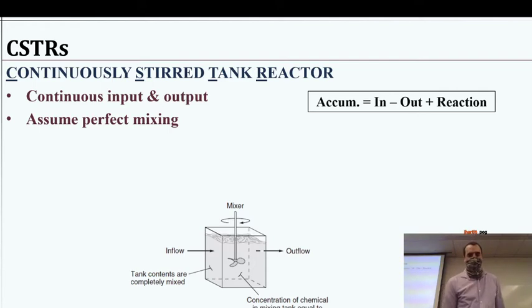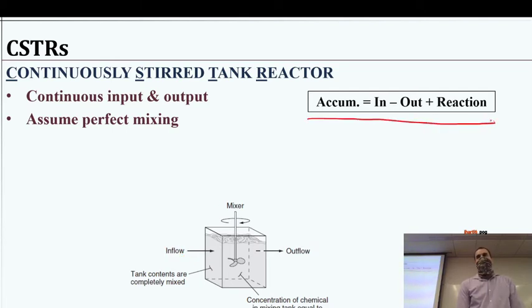There we go. Okay, so we have, in this case, the continuously stirred one where we have the inflow coming in and the outflow. So really our mass balance ends up looking pretty much exactly like we have it written up here, where we have some accumulation rate. If we reach steady state, that means that the accumulation is zero, but we still have stuff coming in, stuff going out, and the reaction.